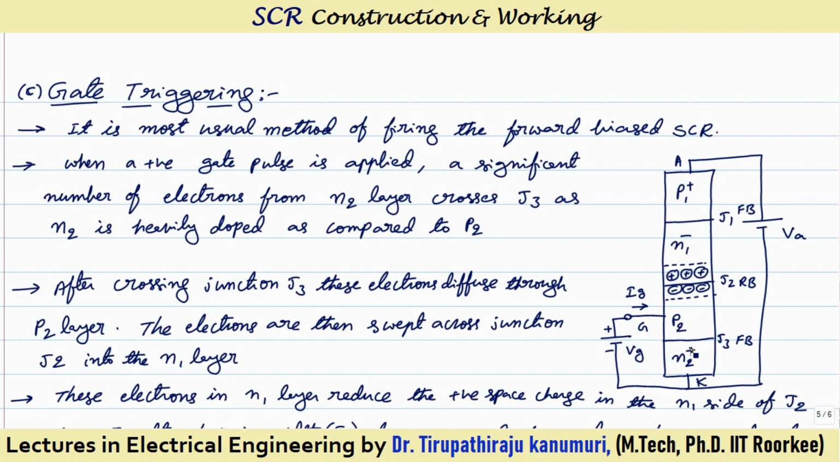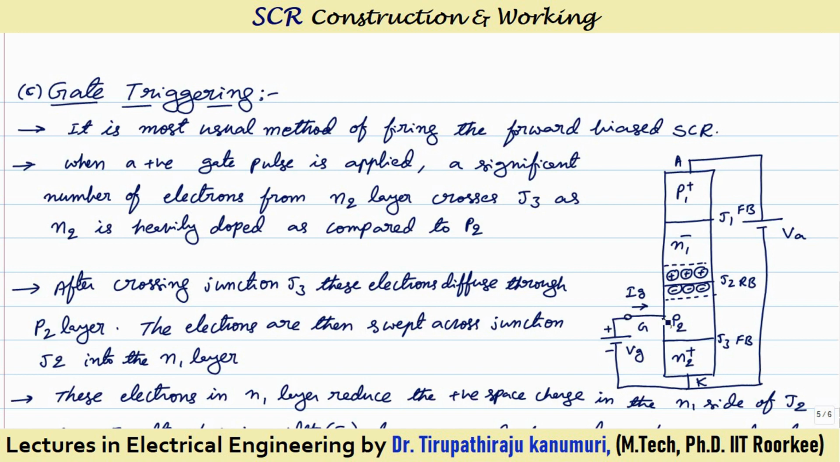I am just repeating once again. Because of the heavily doped N2 region, more electrons are supplied from N2 to P2 than are required for recombination here. So these extra charges will jump over the junction J2 and go into the N1 minus region. Those electrons will recombine with the positive charges here. Because of that, the junction width of J2 will decrease. When the junction width of J2 is decreased, automatically the breakdown happens at a lesser voltage.